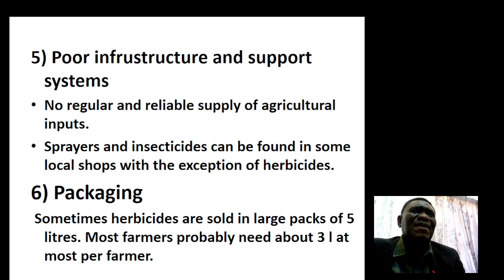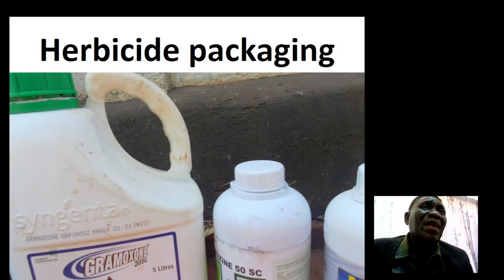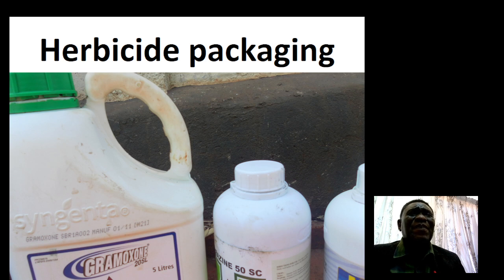Then packaging, sometimes herbicides are sold in large packs of 5 liters. Most farmers probably need 3 liters or less. And if you have big quantities, then the farmer is not able to find the capital. So this is herbicide packaging. But probably the packaging could have changed now. Instead of having just 5 liters, maybe 1 liter containers are now available.